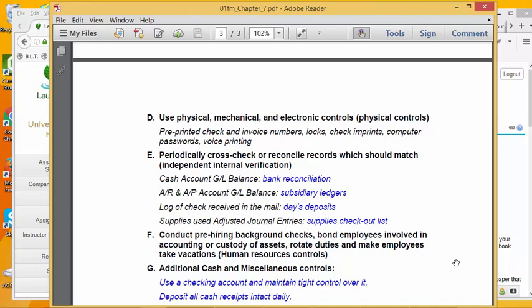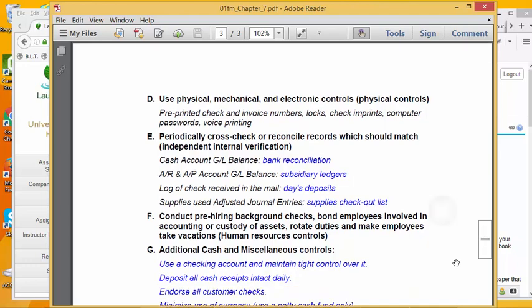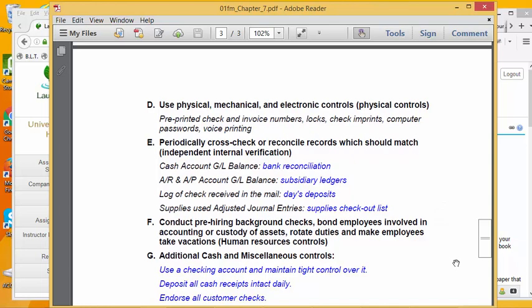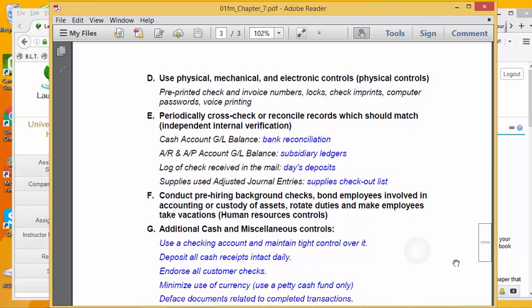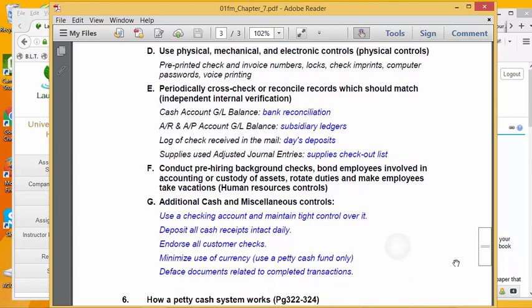If you need cash for some other reason, you write a check, send somebody to the bank, and cash the check. Endorse all your customer checks as soon as they're received. So on the back, you stamp for deposit only to our company's account. Don't use currency unless you absolutely have to, and that should be typically only for small amounts, like receiving a package for a $35 UPS fee or something like that. And defacing documents is especially important. Documents that have been used and paid, for example, received invoices, or an employee time card that's had a check issued for those hours, should be defaced so they can never be used again, because somebody clever can recycle old stuff.